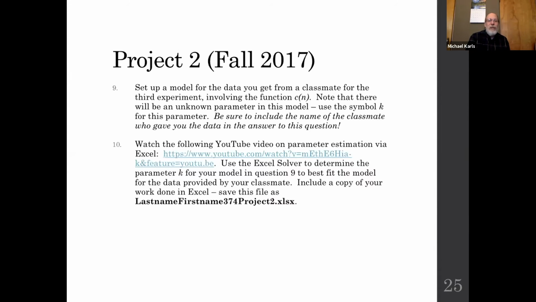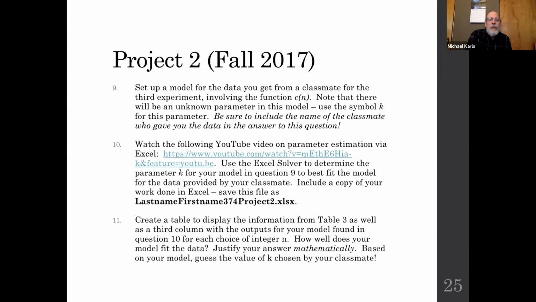And what I think is kind of neat is the last speaker chose projects like the ones that I chose. So I directed them to a YouTube video I had found from a different Simiode project on using the solver to try to estimate parameters and minimize the sum of the square errors. And then they're supposed to build a table where they worked out their model, compared it to the measured data, and guessed the value of K that the classmate chose. And again, the stuff highlighted in red is what was done in a classroom.